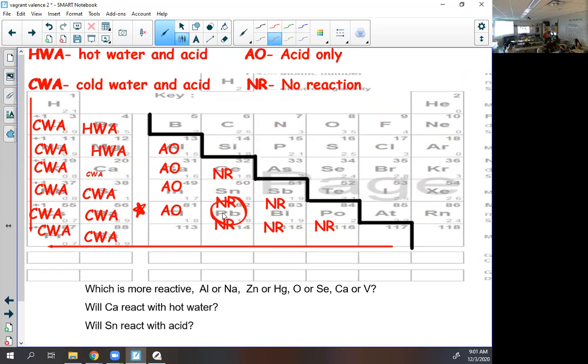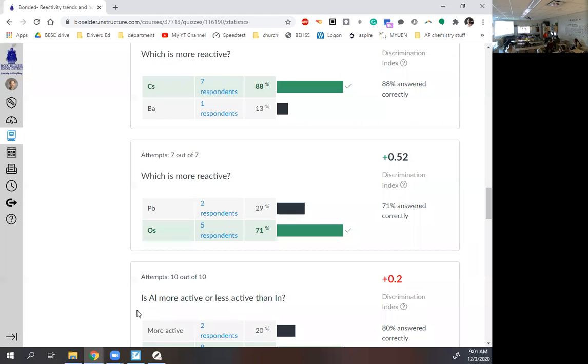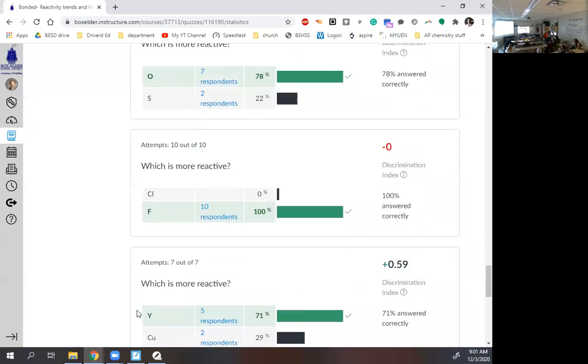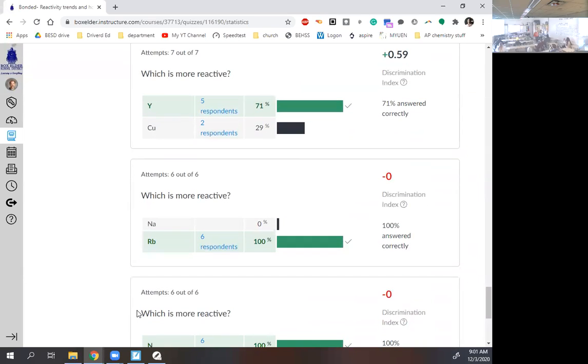But it would be less, or Os would be higher. I don't remember how the thing was written. Which is more reactive? Yep, the one lefter is. So, I mean, still not that bad. 80%, pretty good. All right, are we comfortable with this?